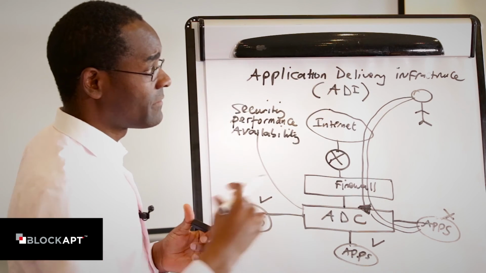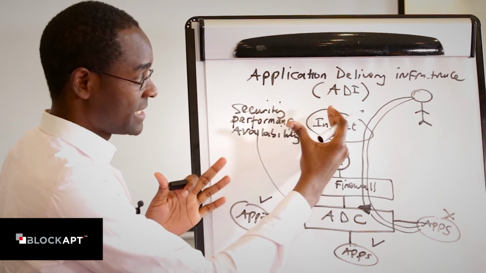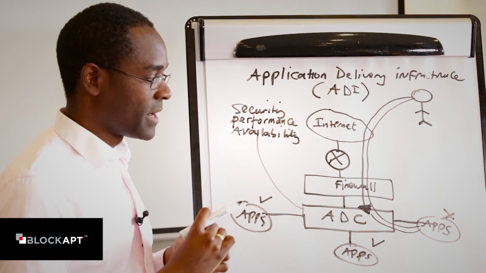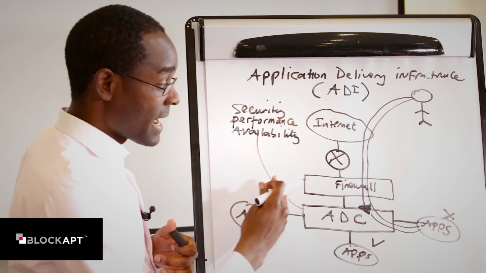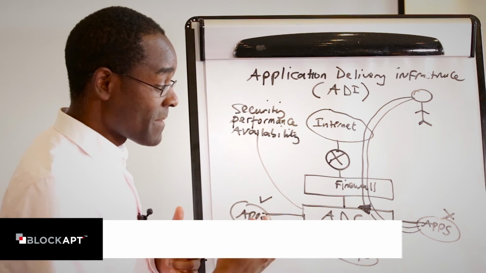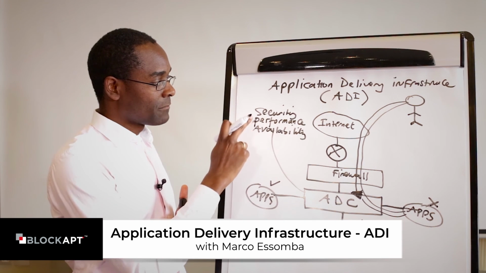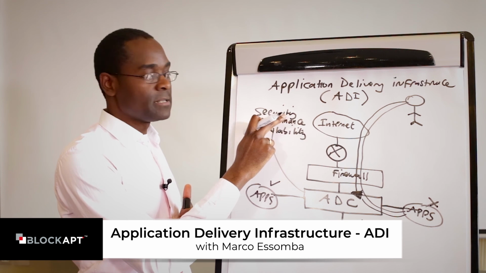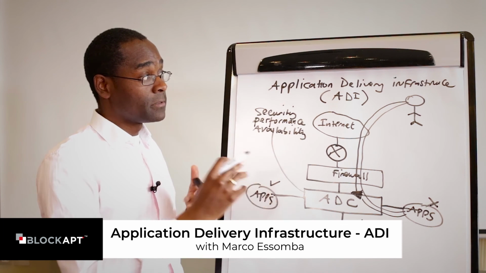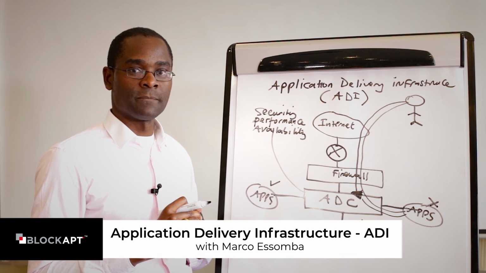So in an application delivery infrastructure, we have many different components: internet, connectivity and so on. I've got my internal routers within my company's internal systems. I've got firewalls providing network security, and I've got my ADC, application delivery controller, providing security at the application level, performance, and availability. All this makes up my application delivery infrastructure. Thank you.